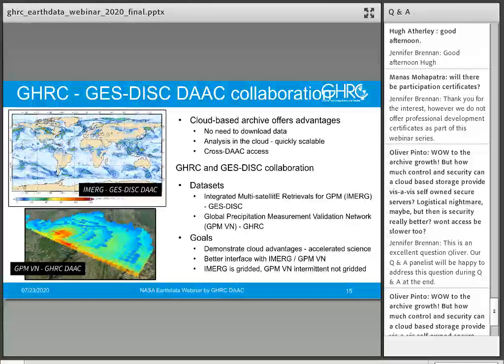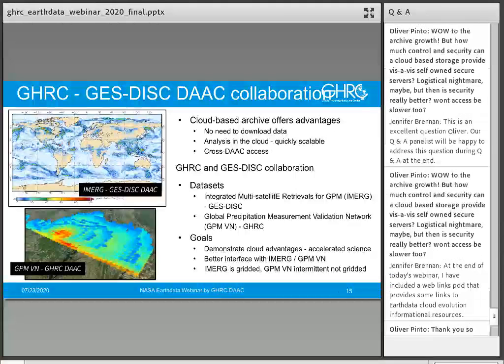So what GHRC and Goddard are working to do is a very focused initial effort, working with two basic data sets. From Goddard, we'll work with the Integrated Multi-Satellite Retrievals for GPM, or IMERG. We have a quick little sample image up in the upper left here. From the GHRC side, we'll be providing the Global Precipitation Measurement Validation Network, or the GPM VN data. And here's a sample image of one of the precipitation data sets that are available from that.